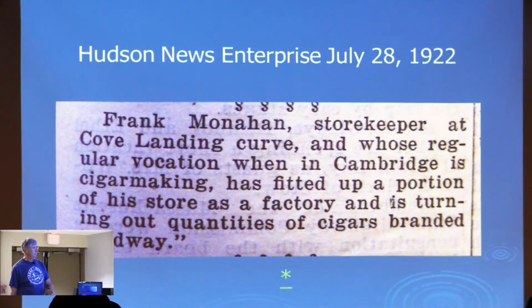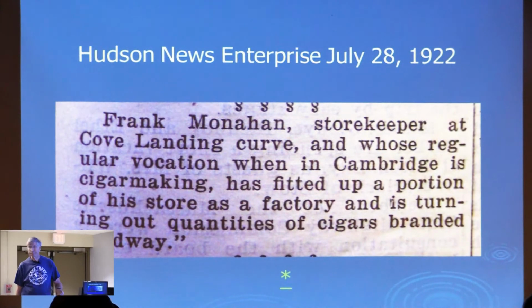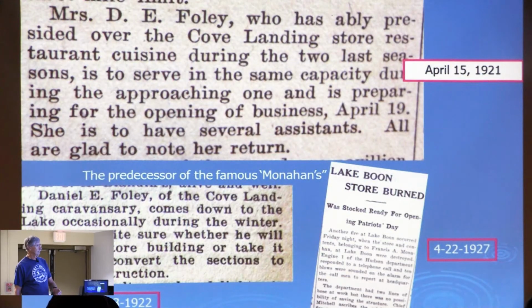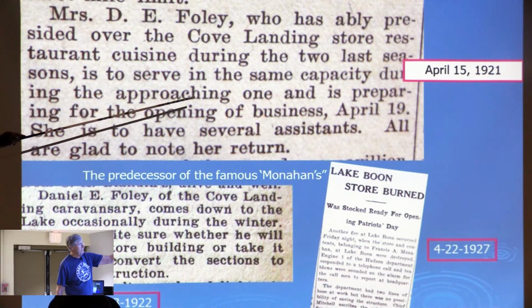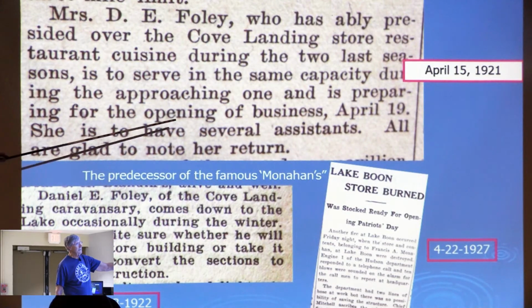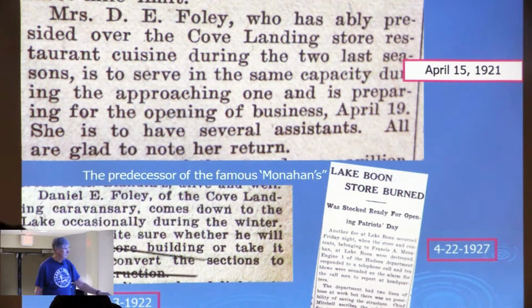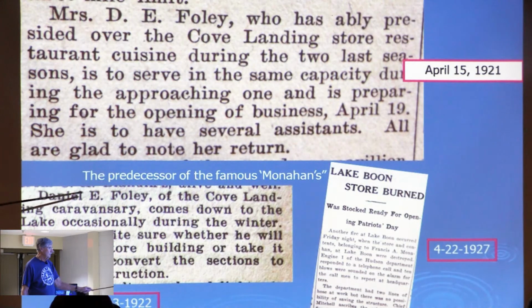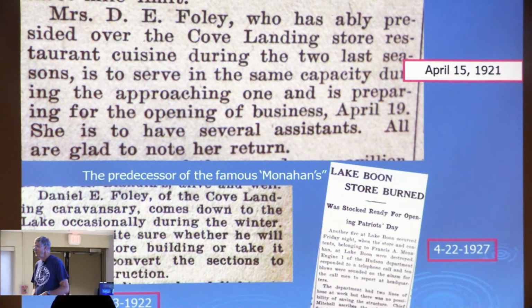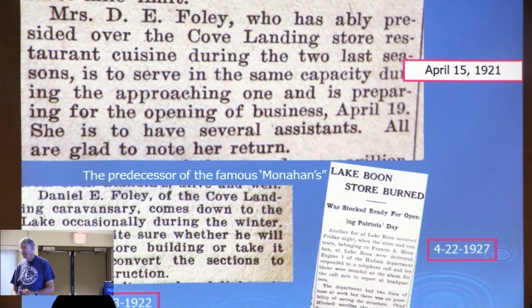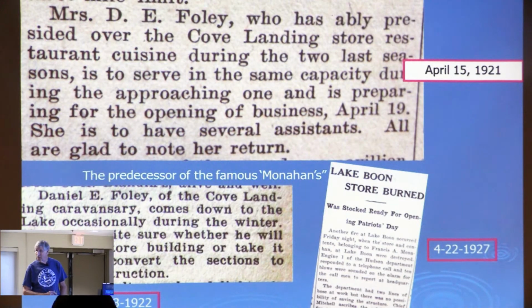Turned out Monahan was a cigar maker. Run by Foley. This is 1921. Well, of course, as many of these things, it burned, gone. Daniel Foley of the Cove Landing Caravansary. So if any of you are into words, that's not a word we see much of anymore. And of course, it came from caravans across the desert where you could go in and it actually acted as an inn as well.